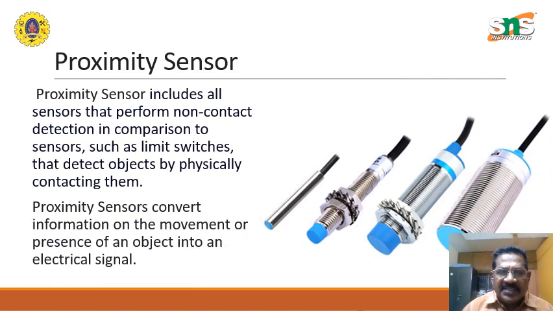Now, the proximity sensor includes all the sensors that perform non-contact detection, in comparison to sensors such as limit switches, which are a contact type that detects objects by physically contacting them. So there's a contact type and a non-contact type. Proximity sensors convert information on the movement or presence of an object into an electrical signal. If something comes very near to it, within a range, and the object comes nearby within that range, it actuates and sends an electrical signal.